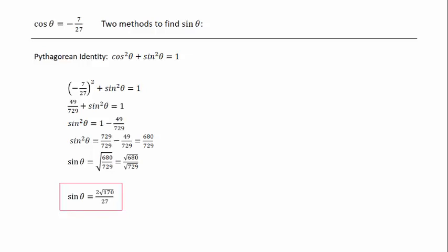Now, if you don't remember how to extract numbers out of square roots, check this out. So radical 680, which is on top here, I can write 680 as 4 times 170. Now, if you take the square root of each of those two pieces separately, you can then take the square root of 4 to get 2. So that's how we simplified radical 680 to be 2 times radical 170.